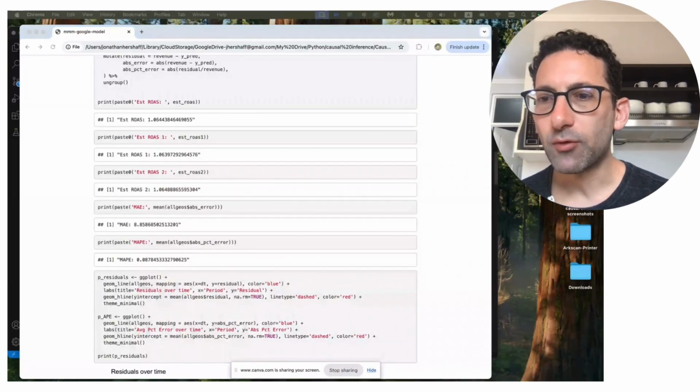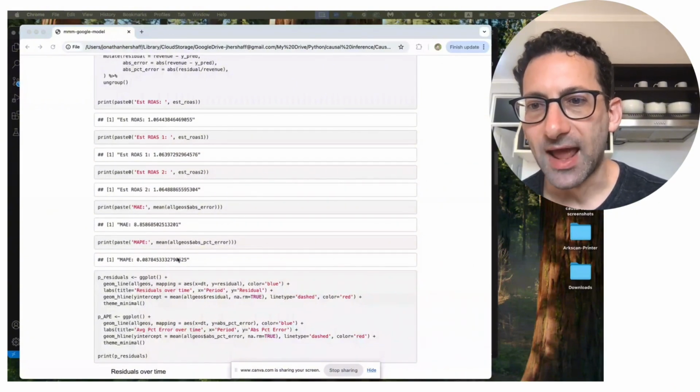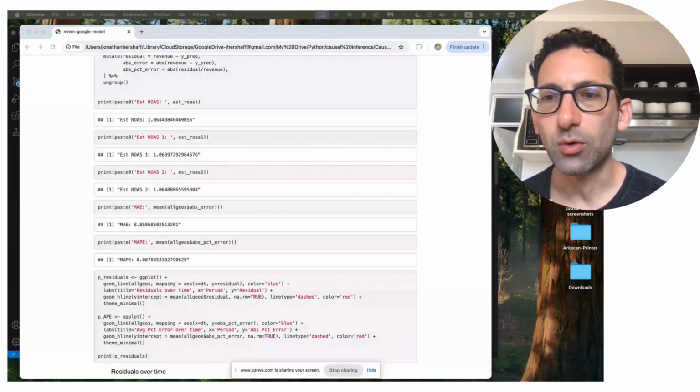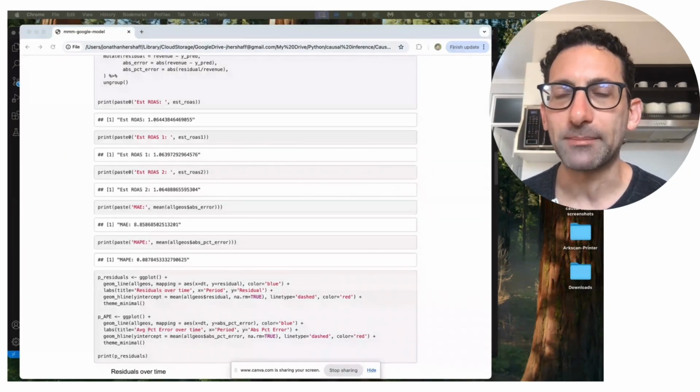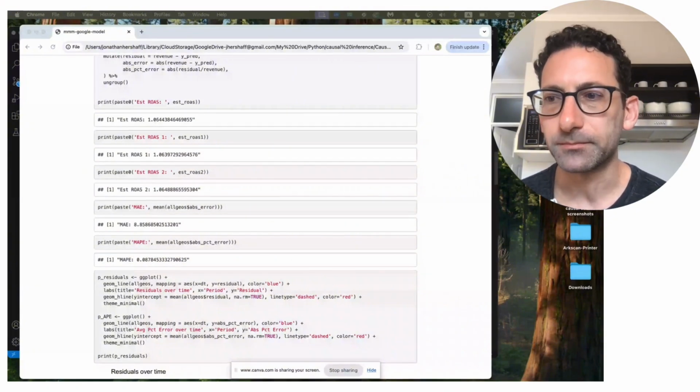But now look at the performance metric. So MAPE, for example, is 8.78 and the MAE is about 8.85. So just remember those numbers. Lower is better for the most part. So the mean absolute error is 8.85 and the mean absolute percent error is 8.8%.